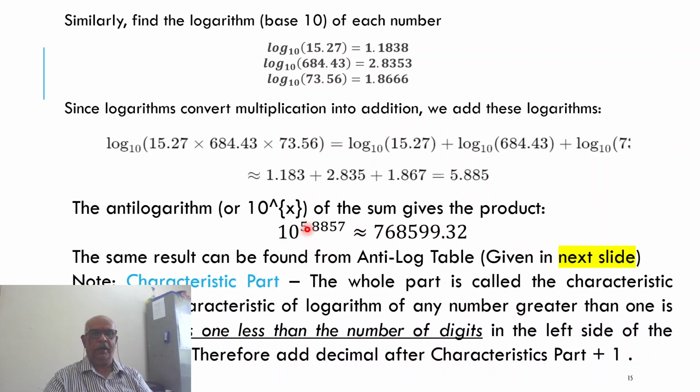And if there is 5, so this will have a 6246. That's one reduction done here. So this one will be added over here, right? This is called the characteristic part. And then you have to essentially see that 8857.